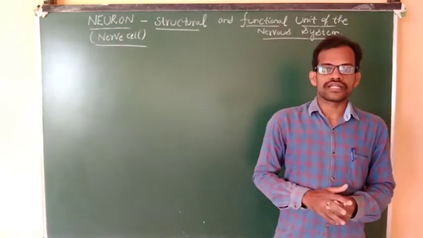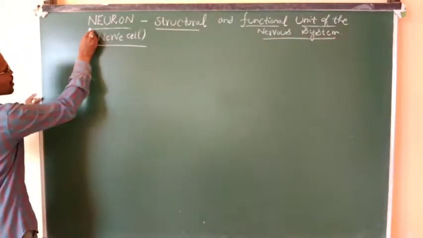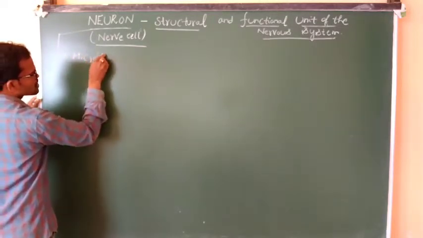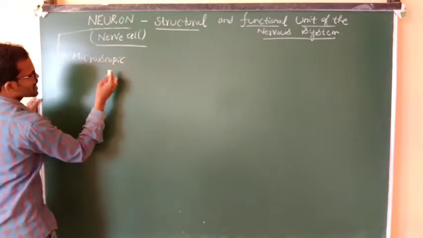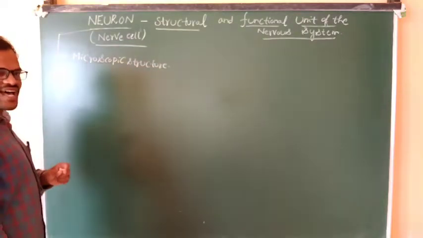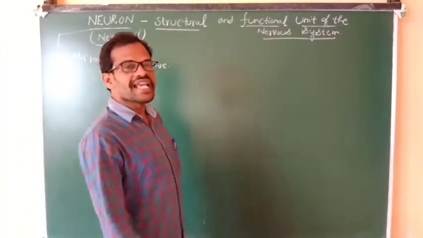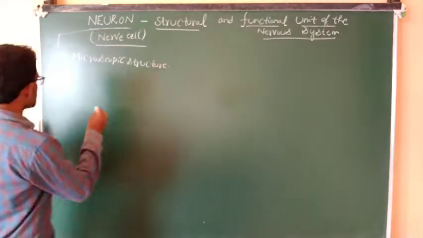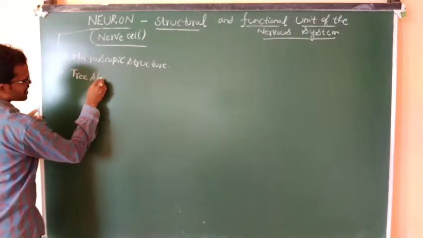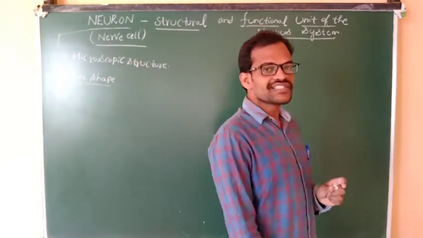This neuron or nerve cell is a microscopic structure. If you observe the neuron or nerve cell, it looks like a tree shape. What is the shape of the neurons? Always tree shape. It is the tree shape.